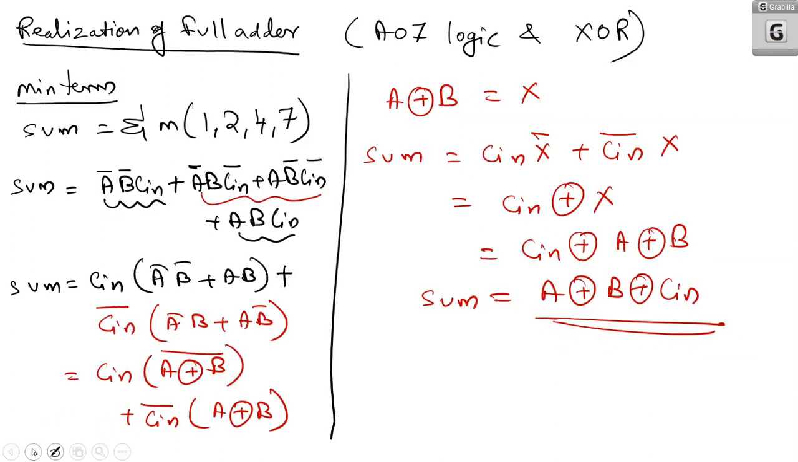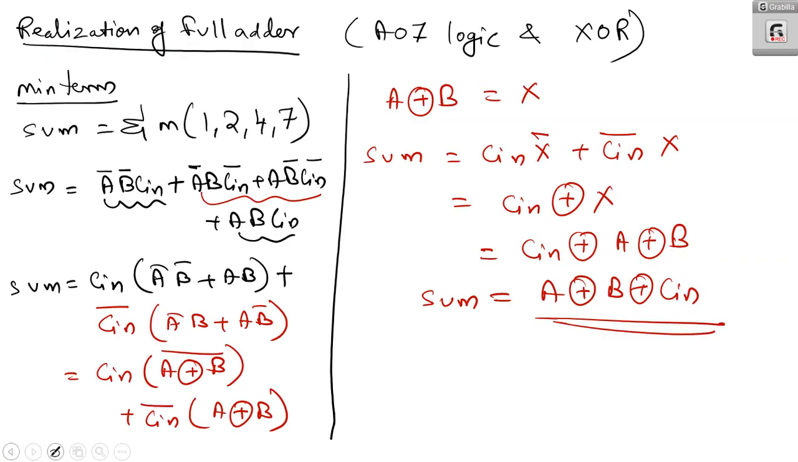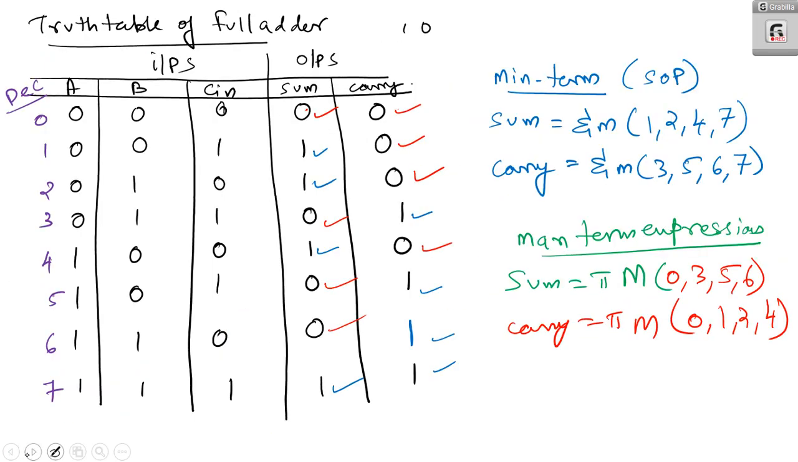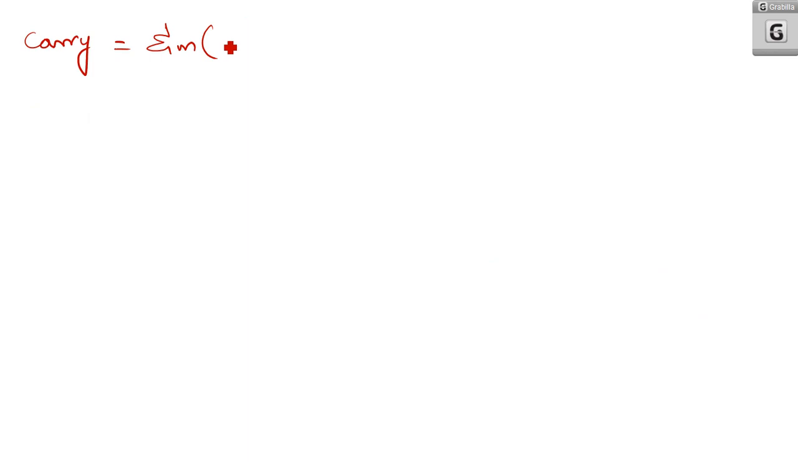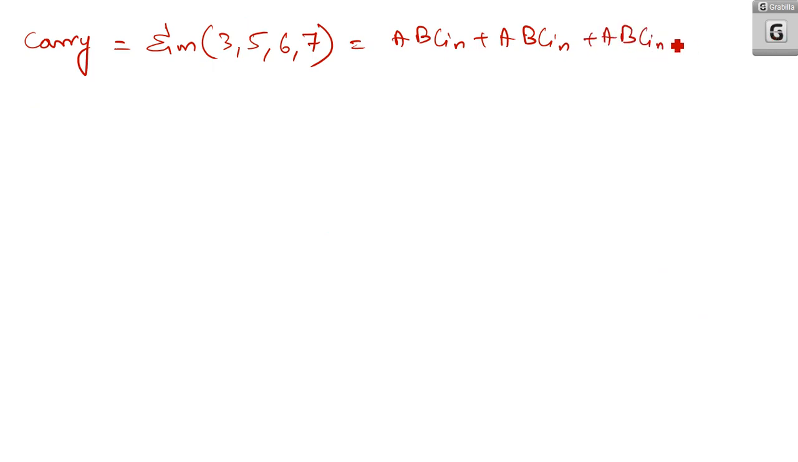Now coming to the carry part. What is carry? Carry is sigma m 3, 5, 6, 7. So how can I write it? That is A, B, C in. I will get 4 terms: A, B, C in, or A, B, C in, or A, B, C in, or A, B, C in.